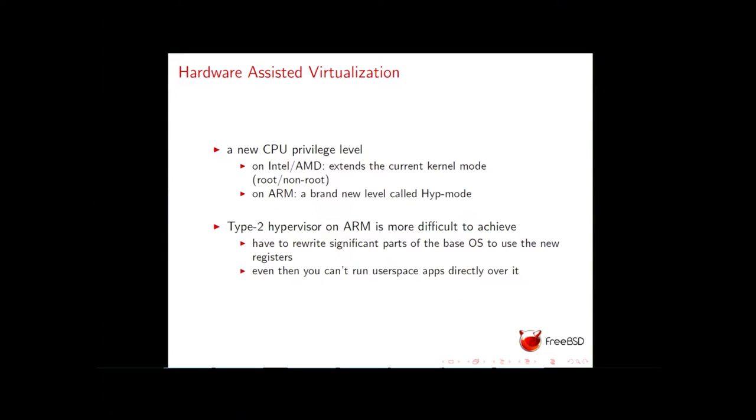A type 2 hypervisor is a hypervisor that is using the host management tools in order to run the VMs. For example, VMware Workstation is a type 2 hypervisor. KVM from Linux is a type 2 hypervisor because it's using all the features from the Linux kernel. Bhyve is also a type 2 hypervisor, okay? So basically, we aren't able to run Bhyve on ARM because Bhyve is a type 2 hypervisor.